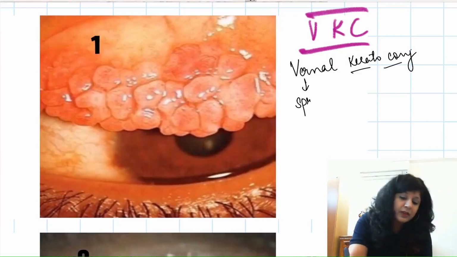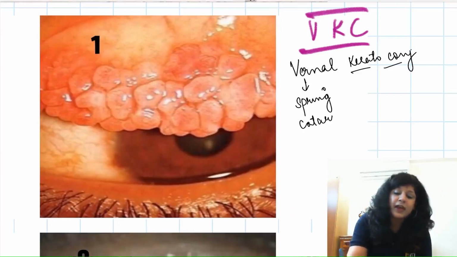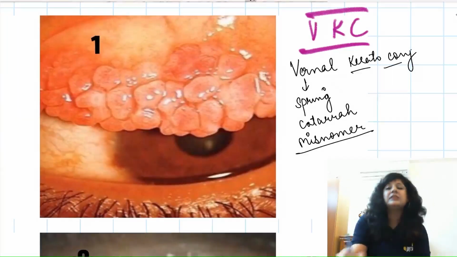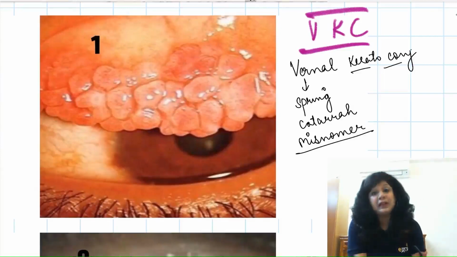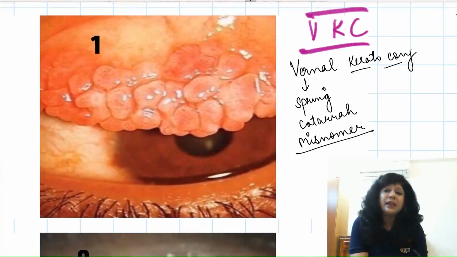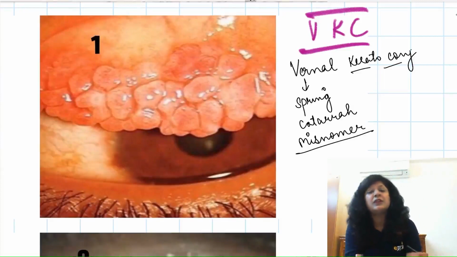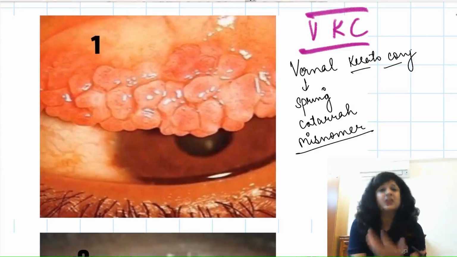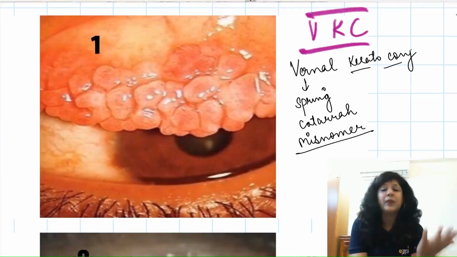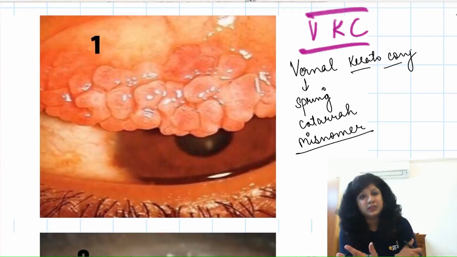the spring. So basically it is also called as spring catarrh, but you should know that this is actually a misnomer. It is not common in spring season, it is common in hot and humid climate. But earlier it was believed that it is common in the spring season. That is why the tradition continues and its name continues, spring catarrh and vernal keratoconjunctivitis.